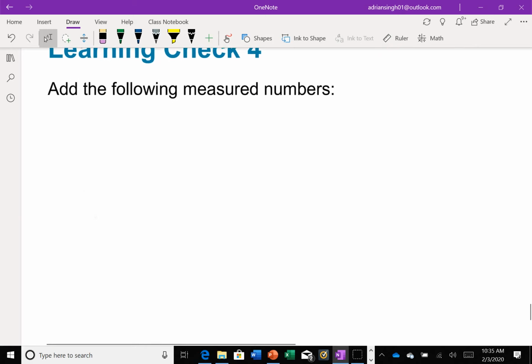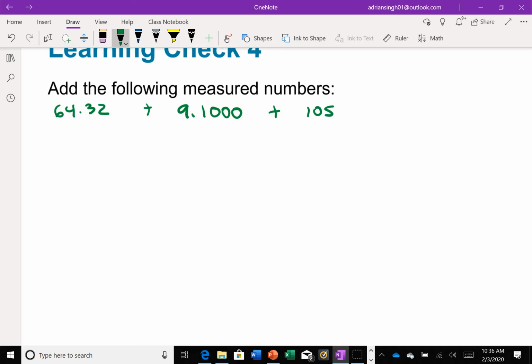All right, let's take a look at at least one other example. So let's say I have 64.32 plus 9.1000 plus 105.9. Okay, so I want you to add those together and then report your answer correctly according to the rules for sig figs.